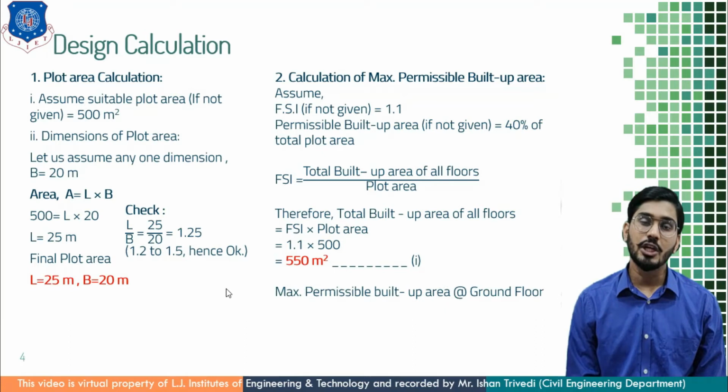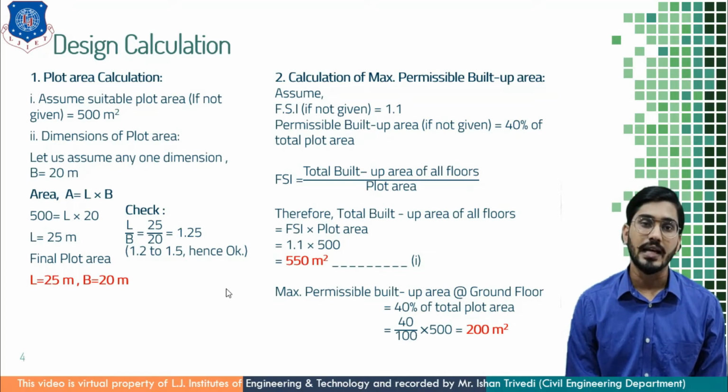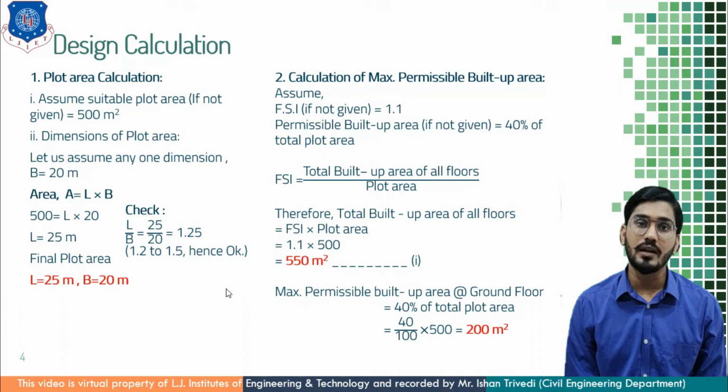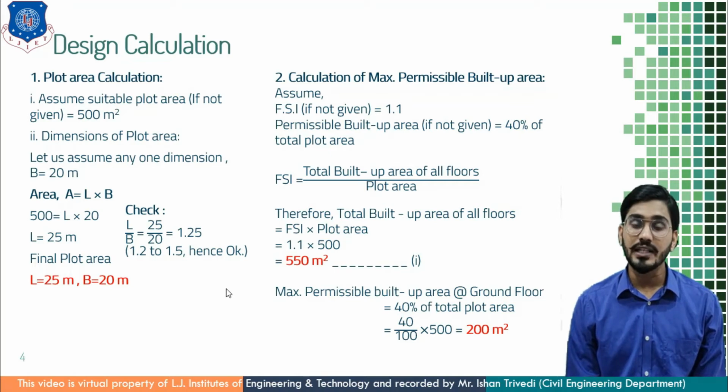Now second, you have to calculate the maximum permissible built up area at ground floor. At ground floor, how much can you construct? You can construct up to 40% of the total plot area. If I calculate 40 divided by 100, that is the percentage, into the total plot area, which is again 500 meters square. So at ground floor I can construct 200 meters square area. Remember this figure: at ground floor, out of the 500 meter square plot, I can construct only 200 meter square area, and the rest of the 300 meters square area I will keep open.